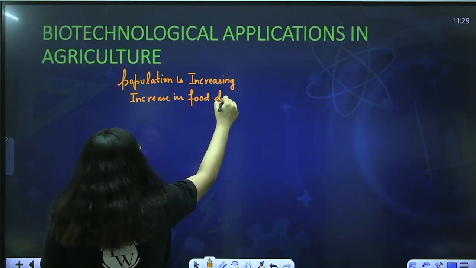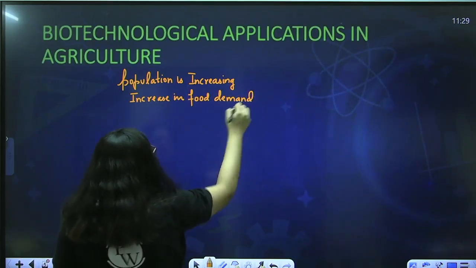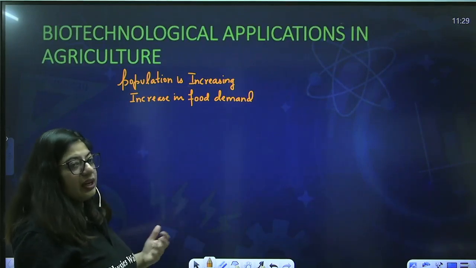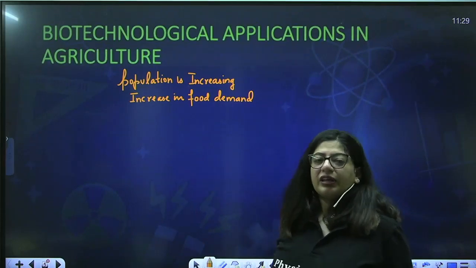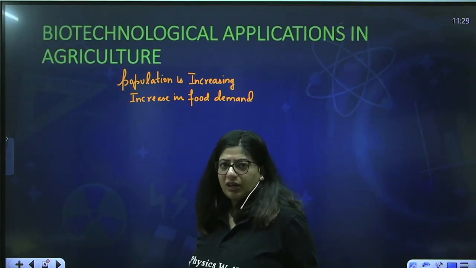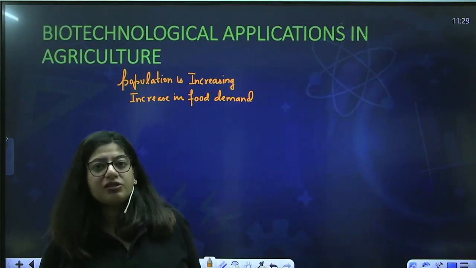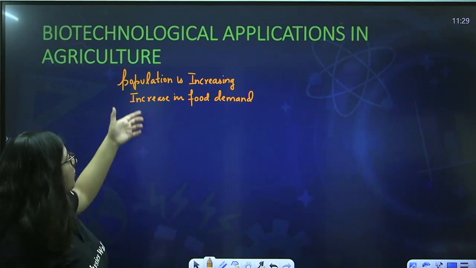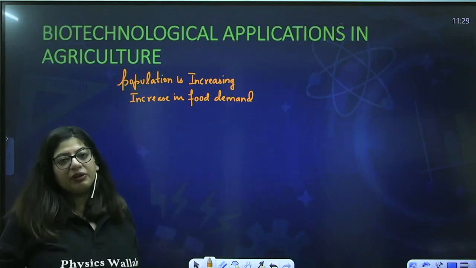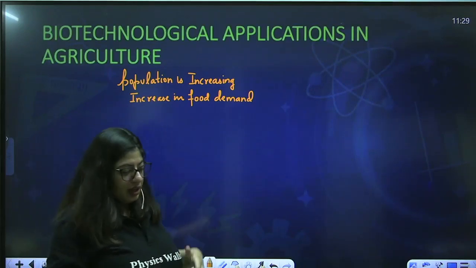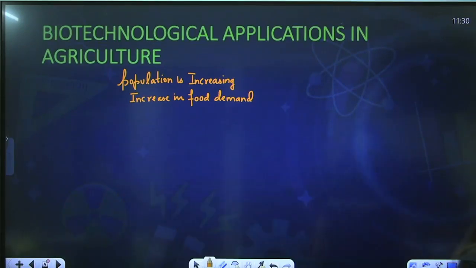If people are reproducing, they are giving birth to new individuals. If some people are added in the population, they will be needing food for their survival. So we say, if the people are increasing in number, population is increasing, there definitely will be increase in food demand, right? Another point to discuss here.